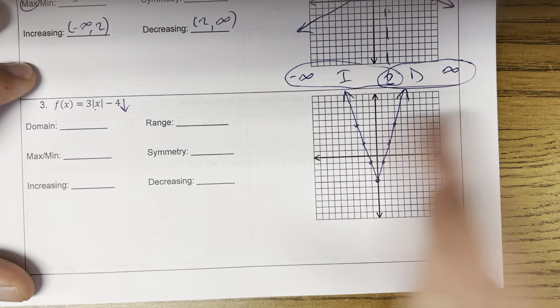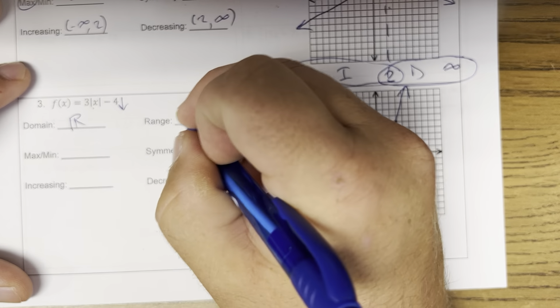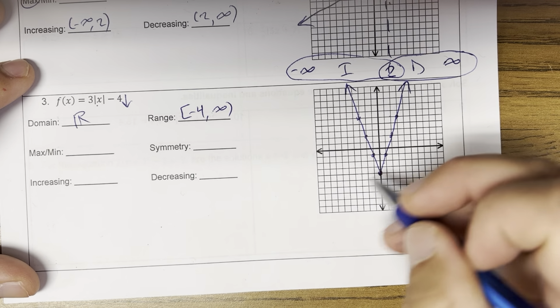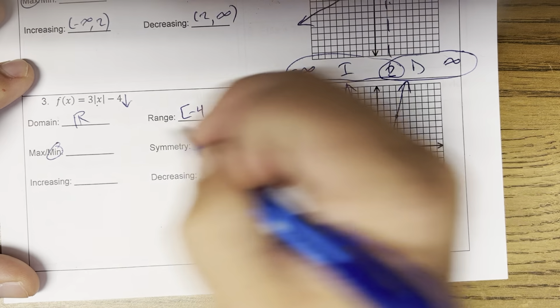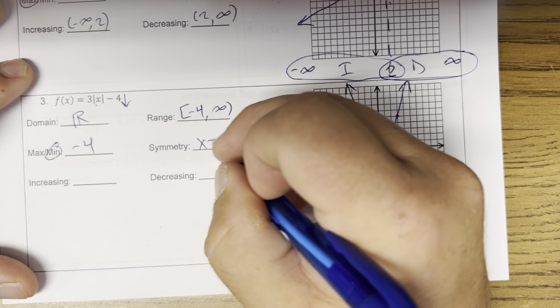My domain again goes forever left, forever right, so all real numbers. My range has a low value of negative 4 all the way up to infinity. So it has a lowest value, a minimum value of negative 4. My symmetry is cut at x equals 0 again.